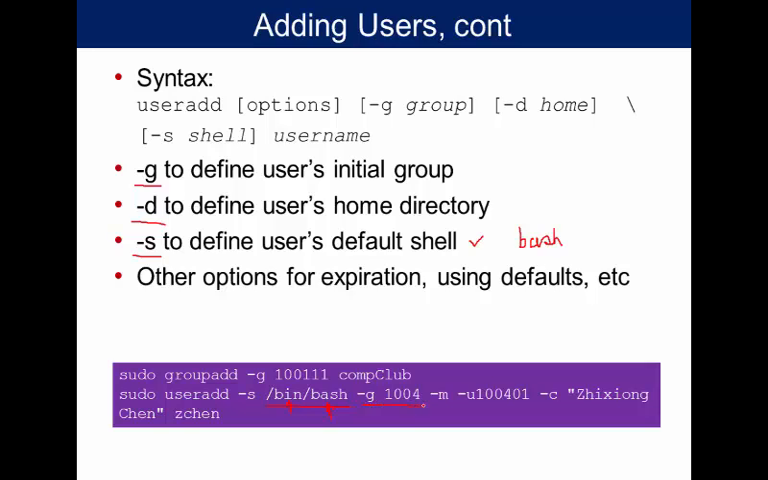-g, this is a group. The group number needs to be defined before you use it. How can you create a user group? There's another command that you need to issue to create a group. It's called groupadd. So groupadd -g group number 100111. There is a computer clubs group number.